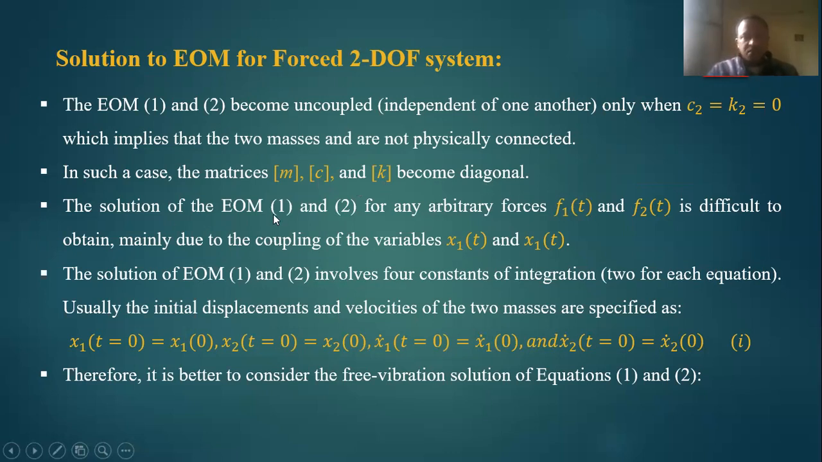The solution of equations 1 and 2 for any arbitrary forces F1 and F2 of t is difficult to obtain, mainly due to the coupling of the variables x1 of t and x2 of t. Here it is also x2. The solution of the equation of motion involves four constants. What are these four constants? Let's see.